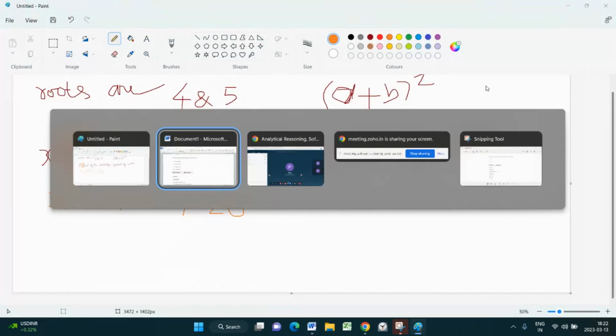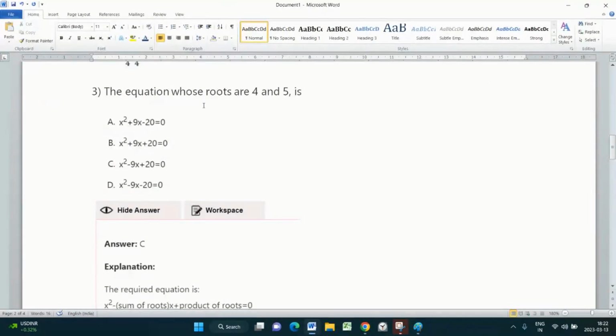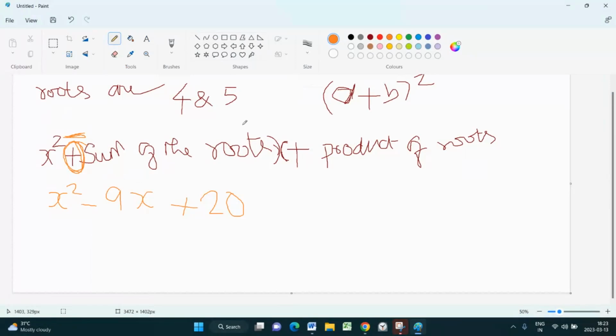So the question is: find the equation whose roots are 4 and 5. Generally, when the roots are given, the general formulation of the equation is x square, minus the sum of the roots into x, plus the product of the roots.